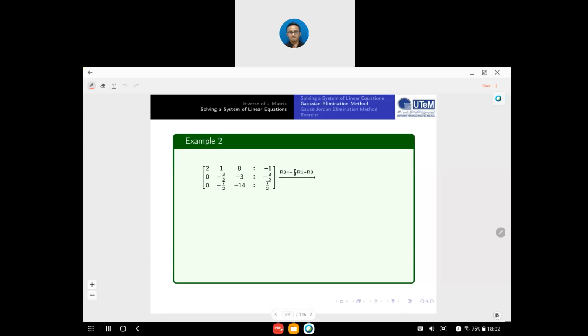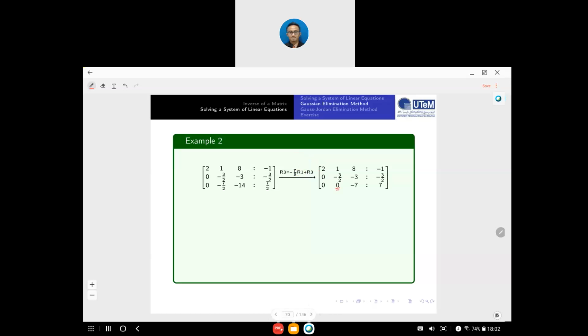Okay, so row 3 you can get by negative 7 over 3. This one is row 2, not row 1. Row 2 plus row 3. So, you can get 0 on that part. Okay, so you can get 0 here.